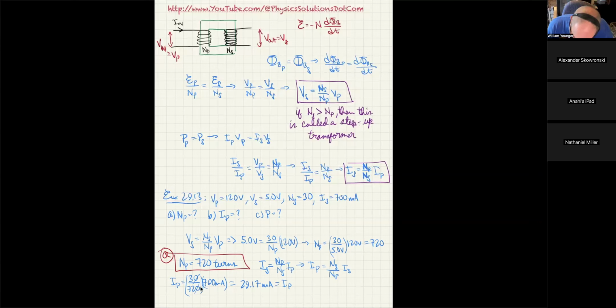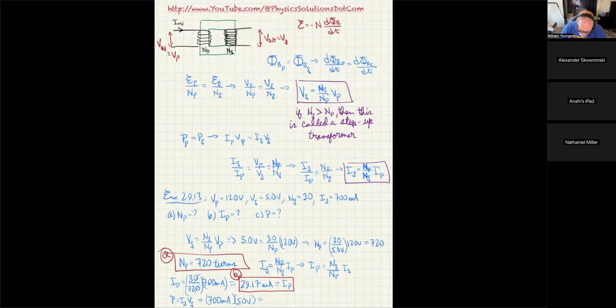Now, all we need to do is figure out what is the actual power transformed here, and power can be written as P equals I secondary times V secondary, or we could do I primary times V primary. Either one's fine. I'm going to go ahead and take I secondary times V secondary. I secondary is 700 milliamps. V secondary is 5.0 volts. So this is going to give us something in milliwatts, if you will.